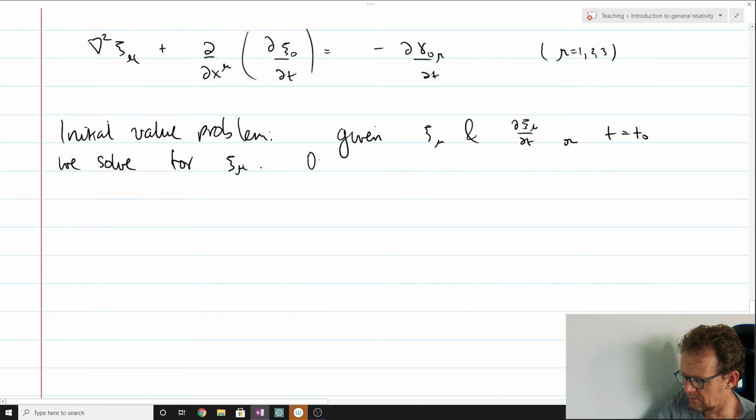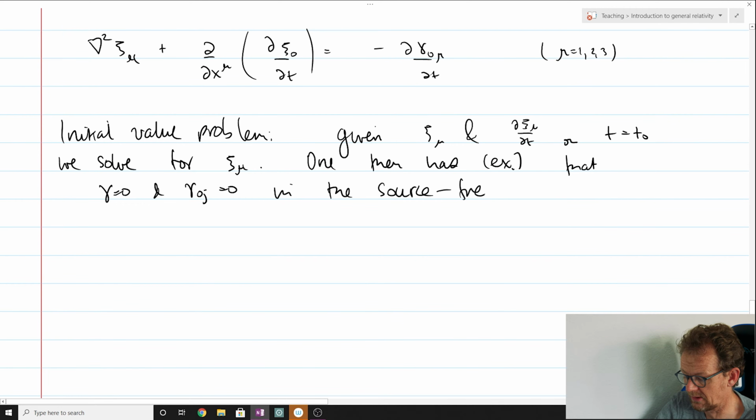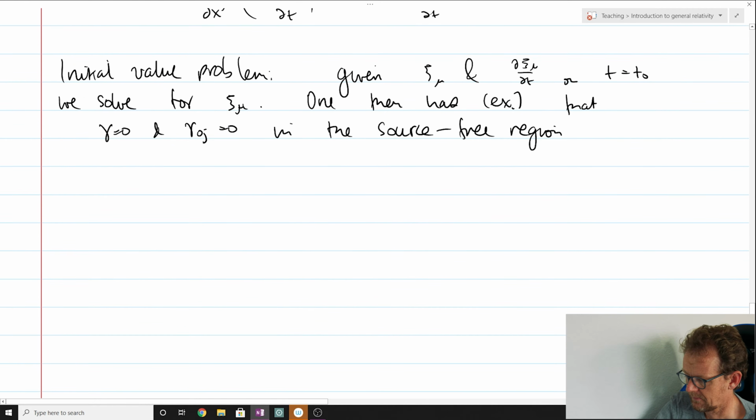And one then has, which is an exercise, that not only is gamma equal naught and gamma naught j equal naught on the initial time surface, but throughout space-time, or to be more precise, in the source-free region. Right? The minute you get to a region where there are sources, then this is no longer valid.